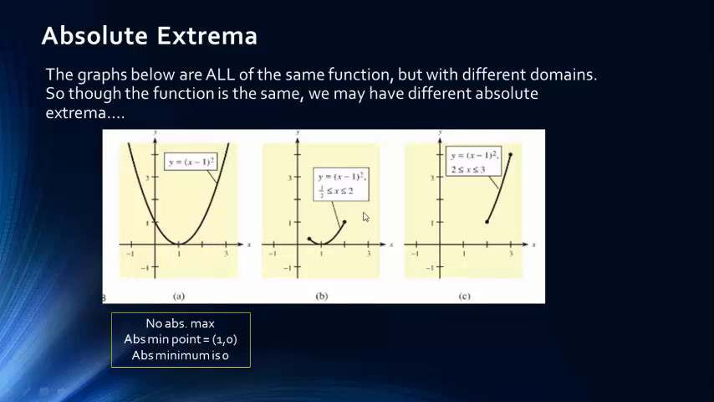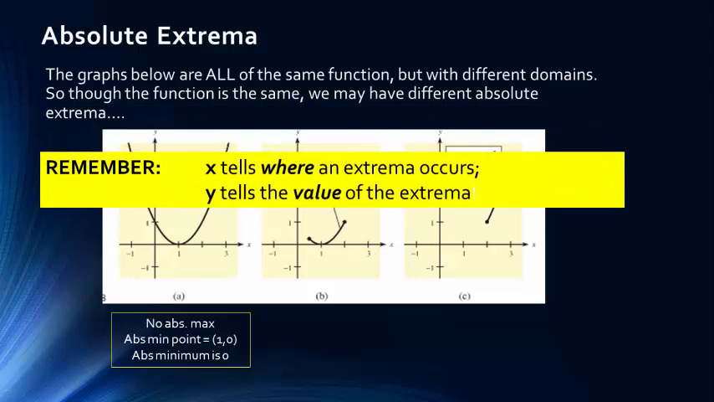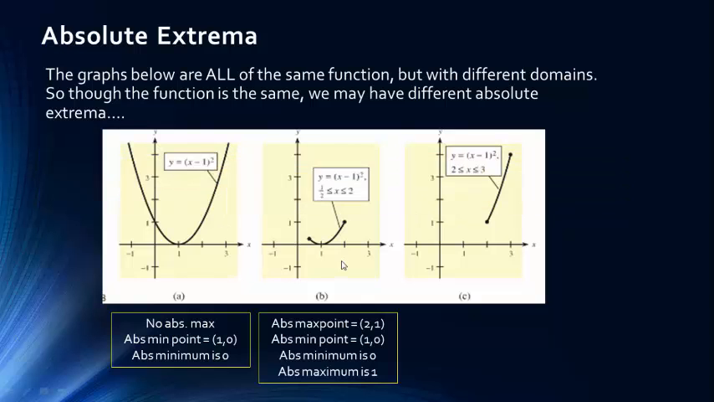Now let's look at graph B. Notice this is the exact same function, but we've now limited the domain. The domain now goes from 1/2 to 2. So what is the absolute maximum here? What is the largest y value? Again, remember, x tells where it occurs and y tells the value of it. So our absolute maximum is 1, and it occurs at, it looks like, 2. So our absolute maximum point is (2, 1). The x value is 2, the y value is 1, but the absolute maximum is 1.